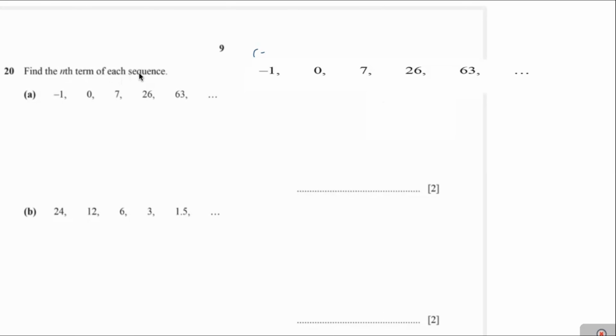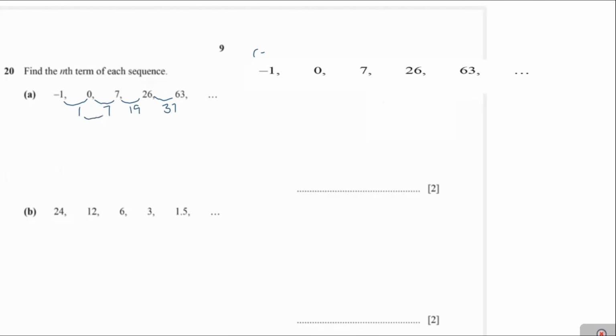Question 20. Find the nth term of each sequence. Firstly, we will check the first difference between each value. Now you see here, the difference 0 minus 1, that's equal to minus 1. And 7 minus 0 is 7. And 26 minus 7, the answer is 19. And 63 minus 26, that is 37. It means this is not a linear sequence.